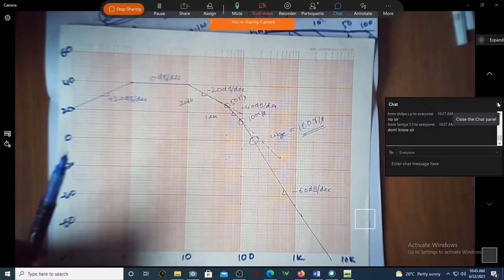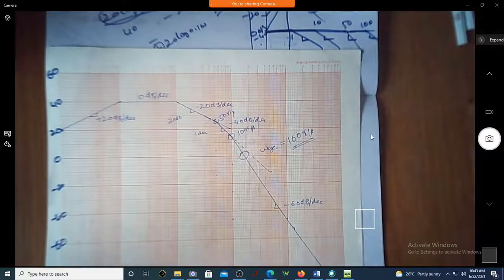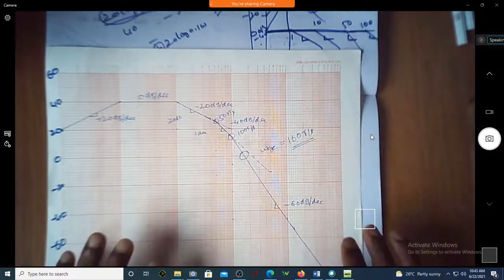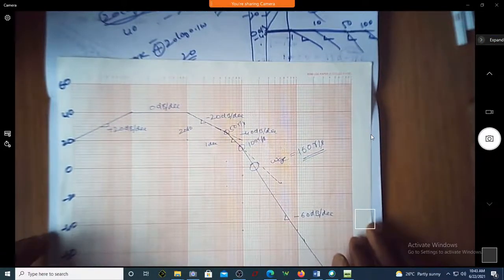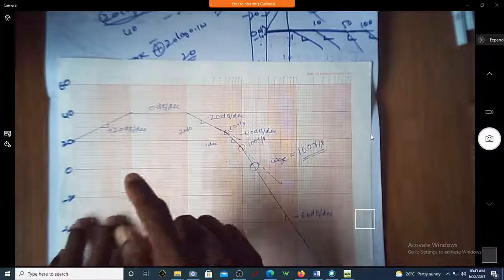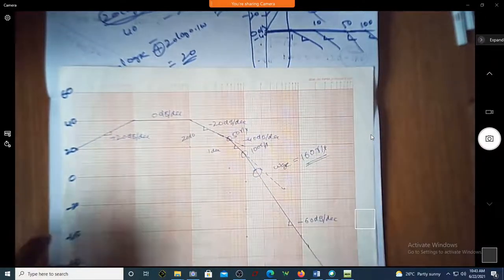Is there anybody plotting simultaneously along with me? Are you plotting? Yes, sir. Just note. Can somebody get 160 radian per second? Of course, even this may not be perfect. Maybe I might have missed out some points. Let us find theoretically what is omega gc. Can we find out?